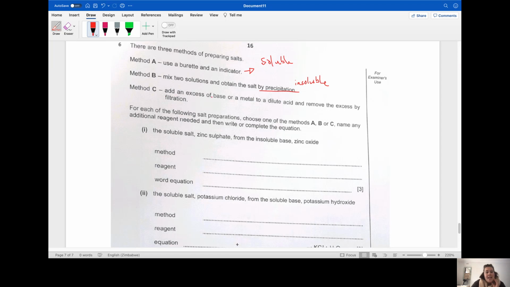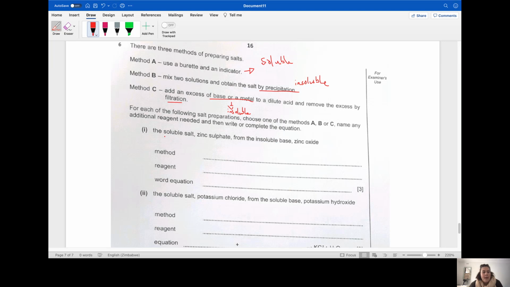If I add an excess of base or metal to acid and I remove the excess by filtration, that must mean that whatever you used here was insoluble. That's the prac we did. We did all of this as practicals. So you obviously were not paying attention, a lot of you. So for each of the following, choose one of the methods, name another reagent, and then write an equation.